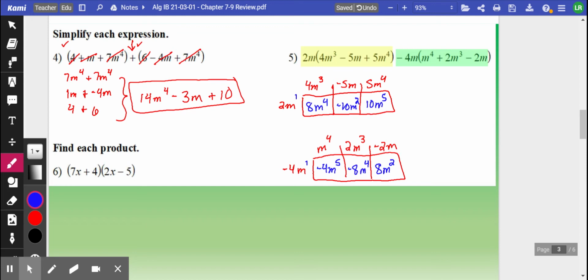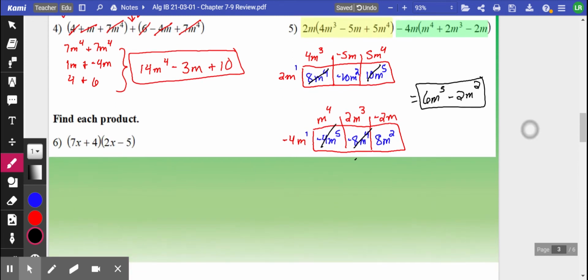Now, all these pieces that are inside of my boxes, I now need to add up those like terms. So start with the biggest ones first, the m to the 5ths. We have 10m to the 5th plus negative 4m to the 5th. That would be 6m to the 5th. Remember, when we're adding, we don't mess with exponents. Okay, so the m to the 5ths are done. M to the 4th, 8m to the 4th plus negative 8m to the 4th. 8 plus negative 8 is 0, so that's gone. And then negative 10m squared plus 8m squared, that would be negative 2m squared. That would be my answer.